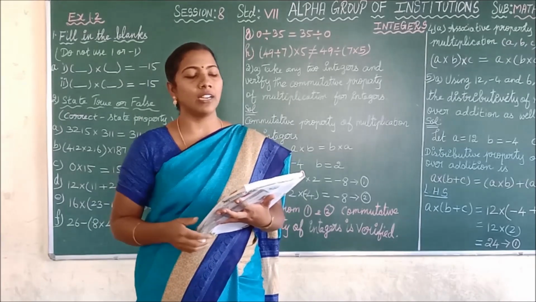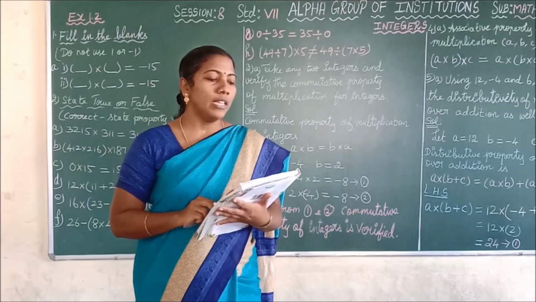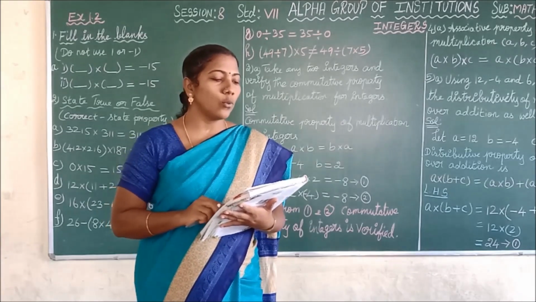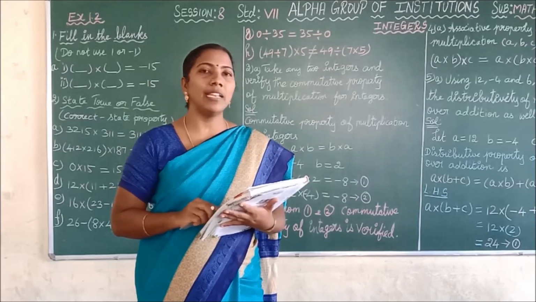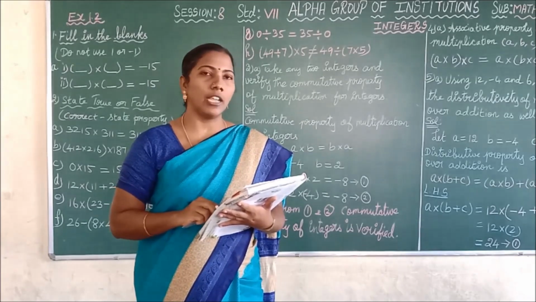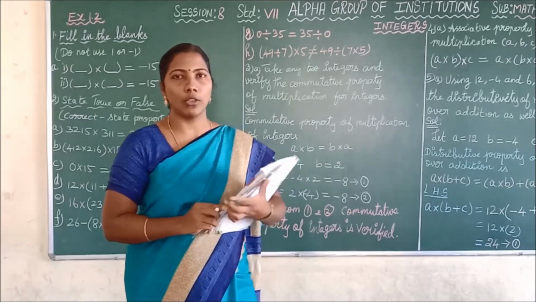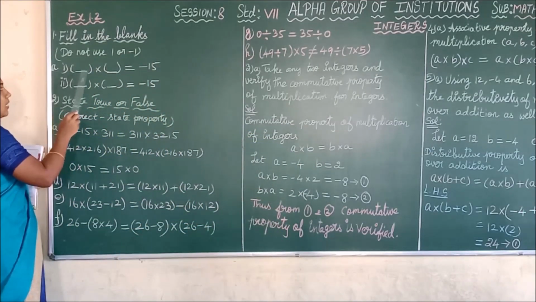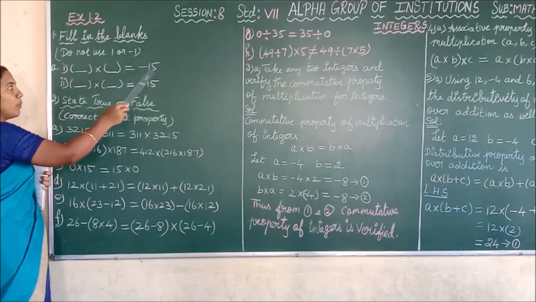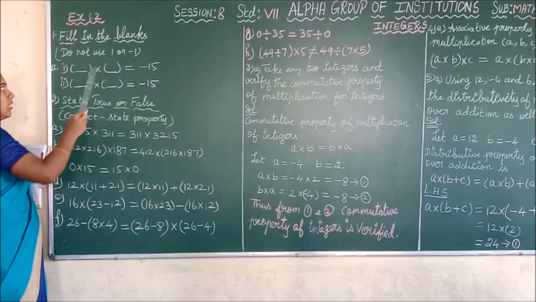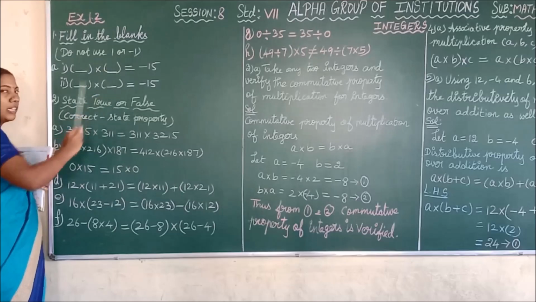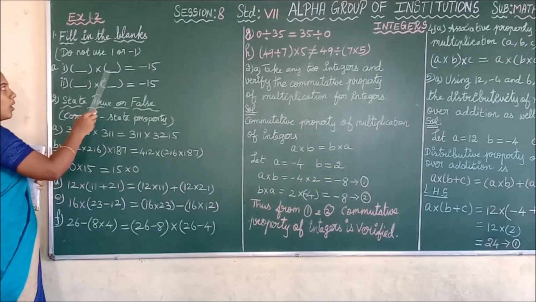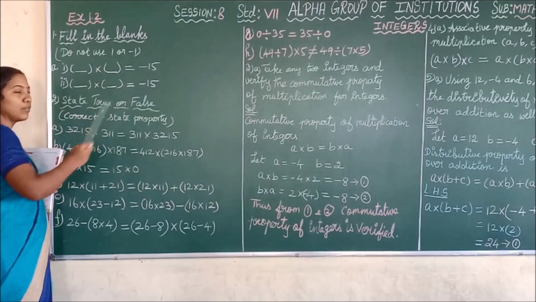So listen carefully, children. What is the first sum? Fill in the blanks in 1 and 2 in different ways. Do not use 1 or minus 1 to fill in the blanks. I do the subdivision A, and B division is going to be homework. See here: dash into dash is equal to minus 15. The condition is you should not use 1 or minus 1. You have to find two integers whose product is equal to minus 15.